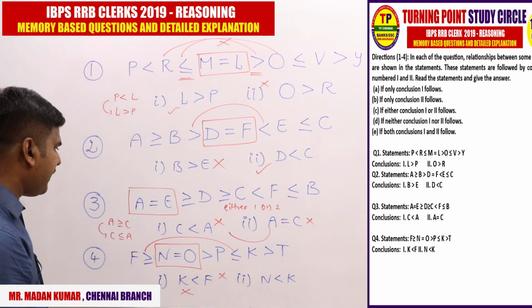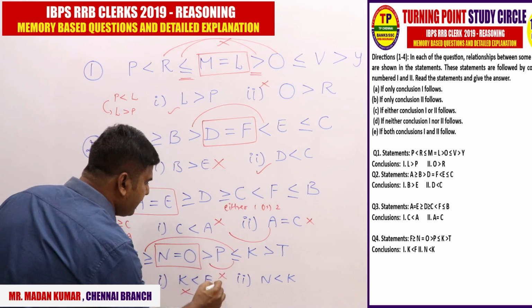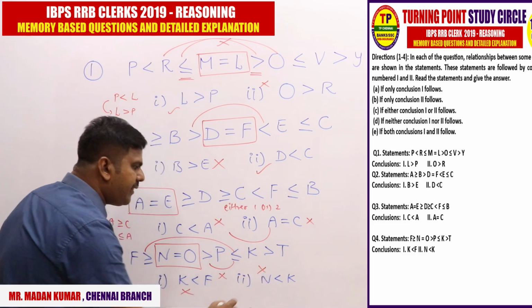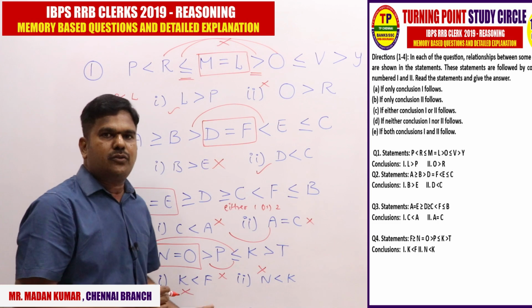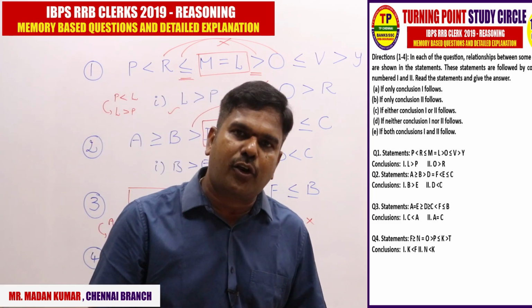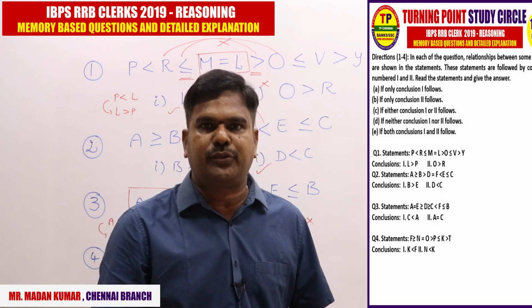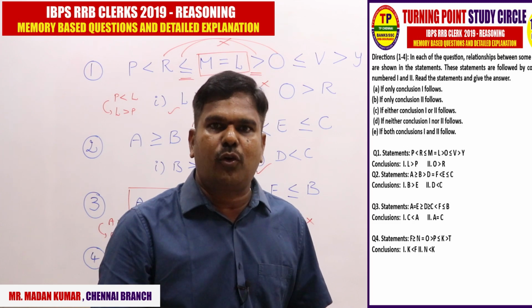And what about N and K? N is less than K, but if you see that one, N and K have opposite symbols. Whenever opposite symbols are there, there won't be any conclusion at all. So conclusion 1 won't follow, conclusion 2 also won't follow, neither 1 nor 2 follows. We need to go ahead with neither 1 nor 2 follows, the fourth option. Hope everybody is clear with the coded inequalities.